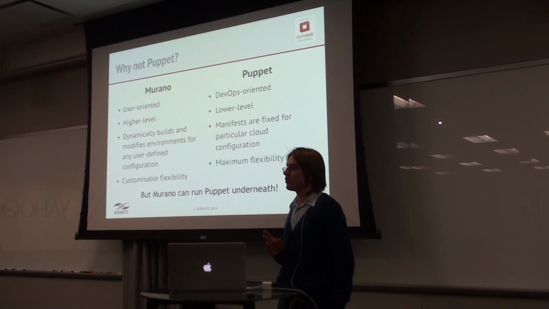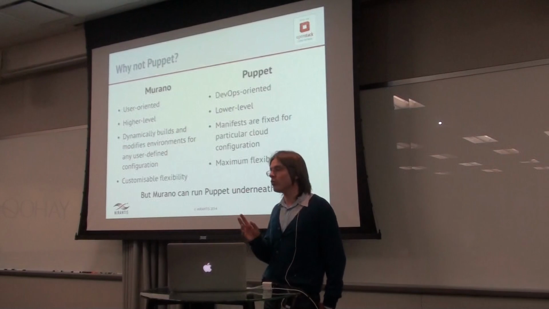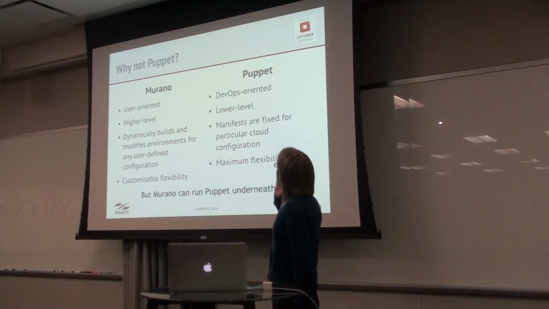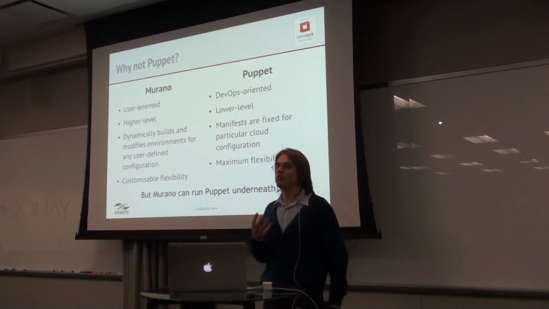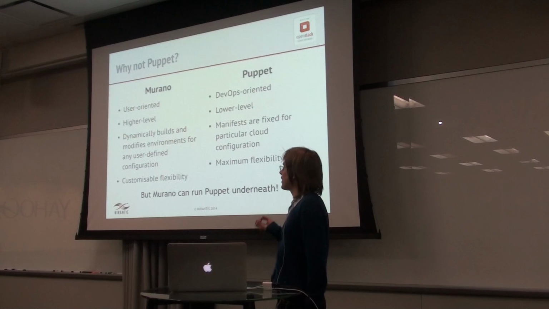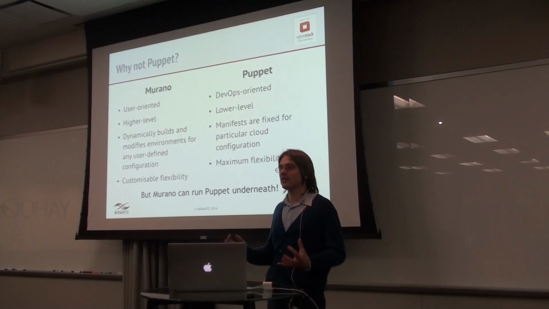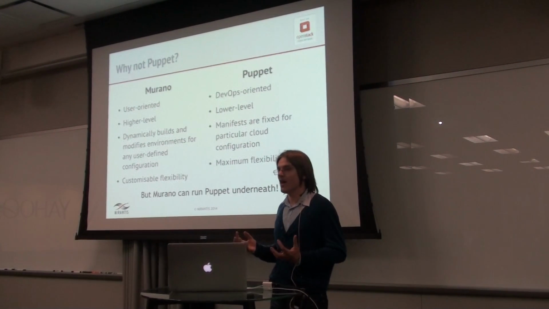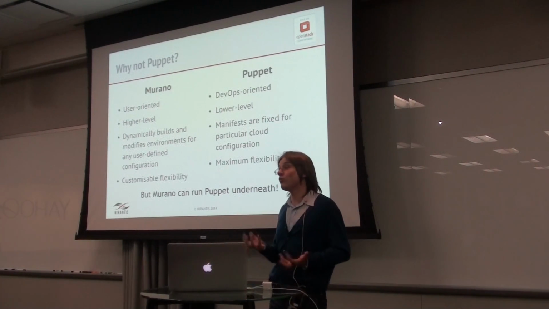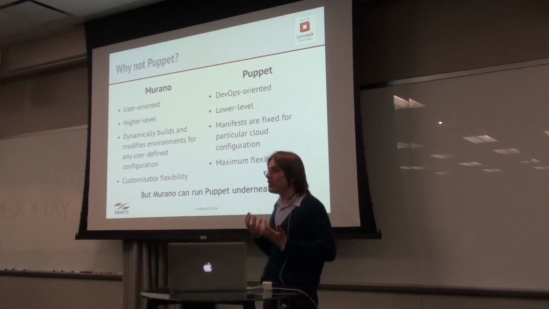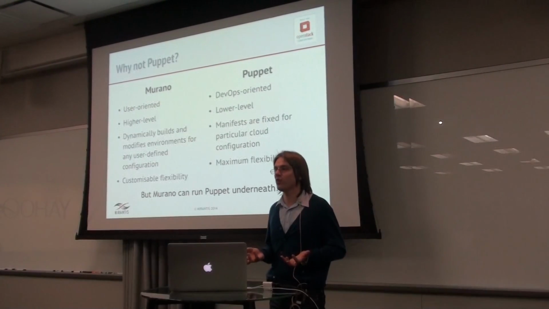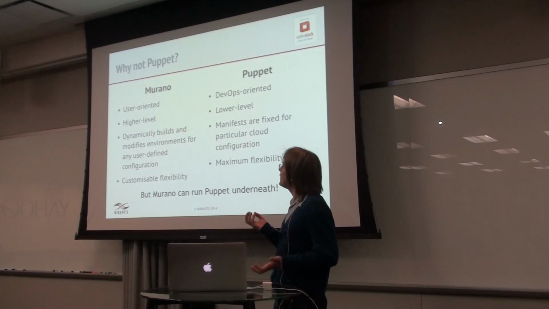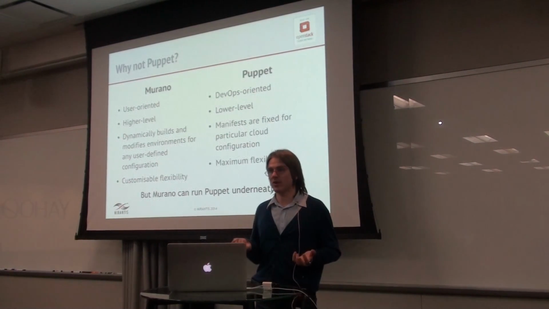So some part of what I have said about Heat may also be applied to the question about Puppet, because Puppet is a DevOps-oriented tool, and Murano is user-oriented. Puppet allows you to define the exact environment which you have, and if you want to modify the environment, you have to modify the manifest. And anyway, you have to orchestrate Puppet somehow. You have to have a Puppet master. In this case, Murano acts as a Puppet master.